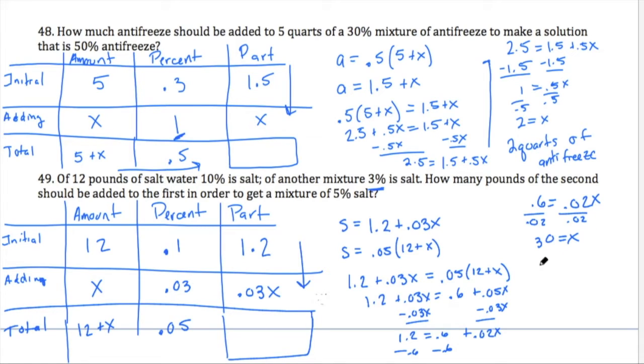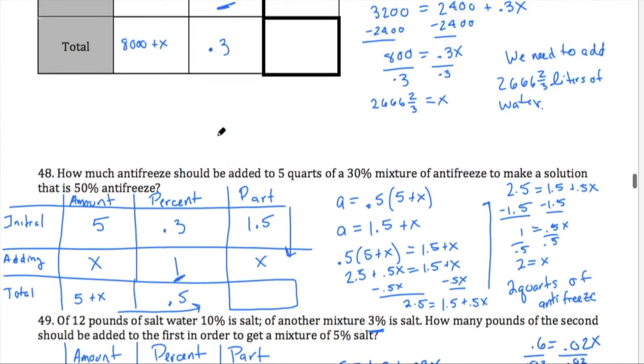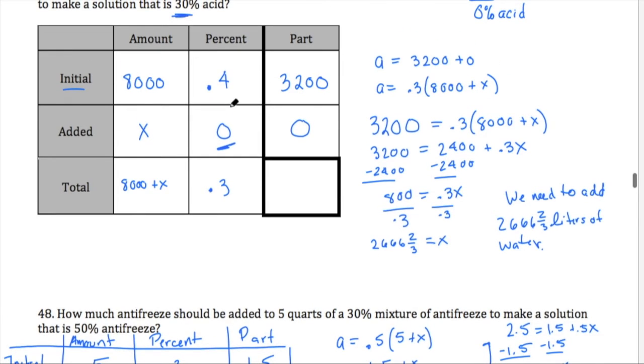So we need to add 30 pounds of the 3% salt mixture. So that's 3 different examples. One where we have a percent solution that we're adding, one where we're adding a 100% solution, and one where we're adding a 0% solution.